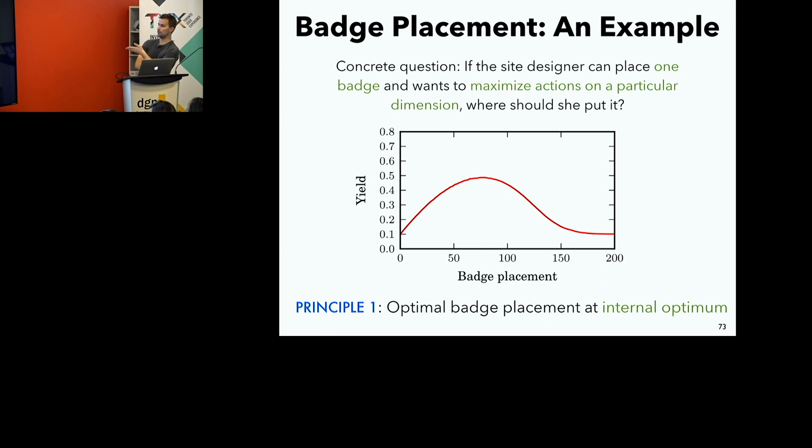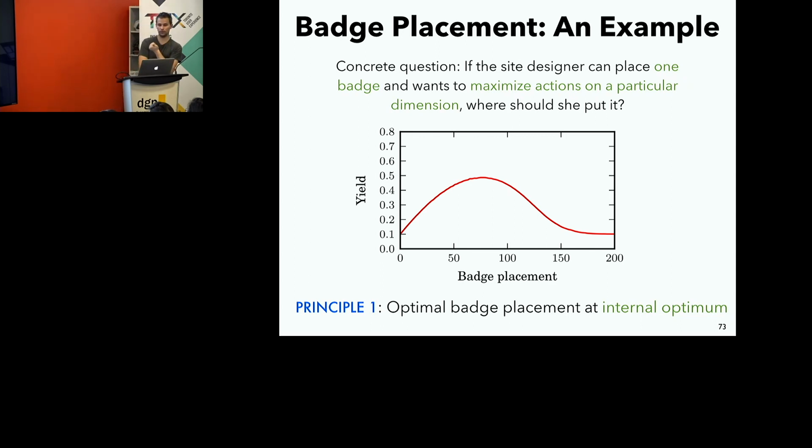And you can see it varies a lot actually. So on the x-axis is where you're placing a badge. So x equals 50 would mean I'm going to put this badge at 50 actions. And then the y-axis is what we call the yield, which is exactly this thing that I want to maximize. It's the fraction of actions that are on that dimension, given that people have this valuation for the badge. So first of all, where you place it actually matters a lot in the parameters that I've chosen here. And secondly, maybe kind of obviously, but it still falls out of the model, the optimal badge placement is somewhere in the middle, right?